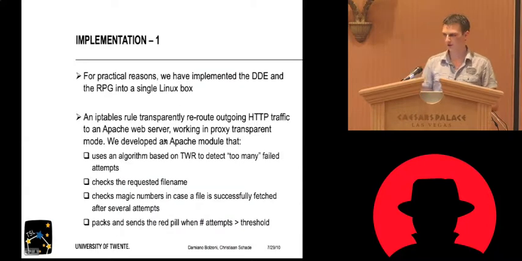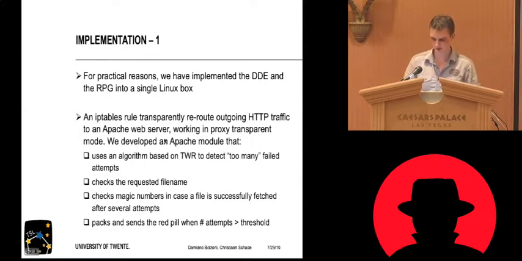So for practical reasons, we've done this in one Linux box, also to show it here. What you won't see is the IP tables rule. The way we want to analyze all the downloads is having an IP tables rule that's rerouting all the traffic to an Apache module. This Apache module is doing the failed downloads checking if this number of failed download attempts is higher than a certain threshold. When it is, it's going to notify the red pill generator, which will then ship the red pill.